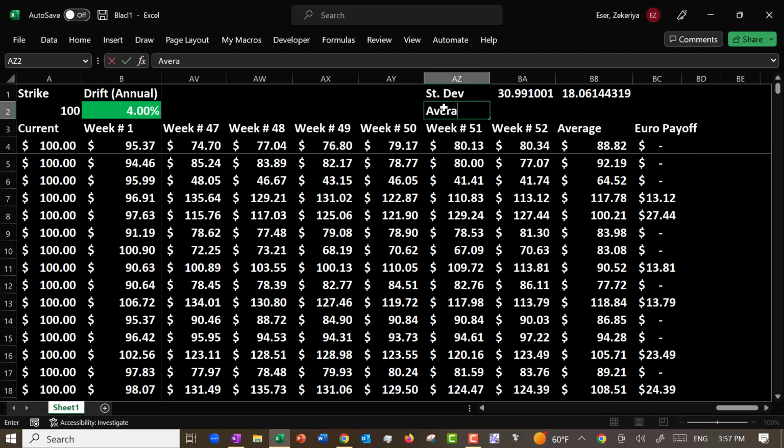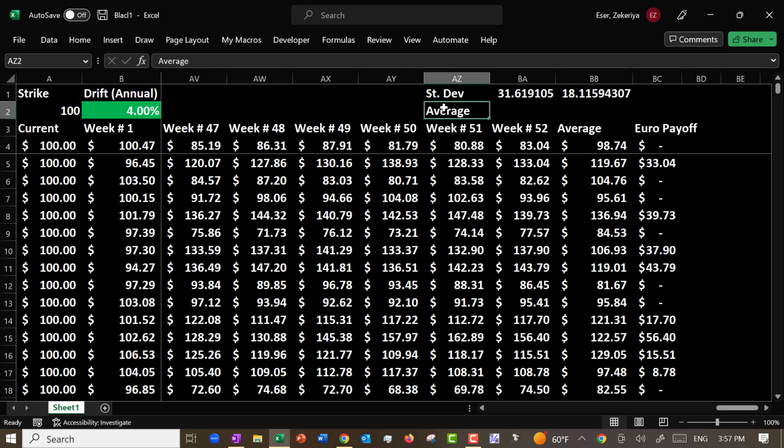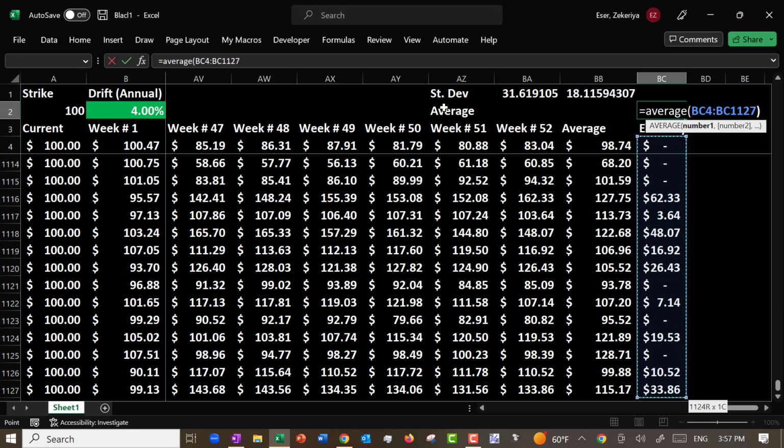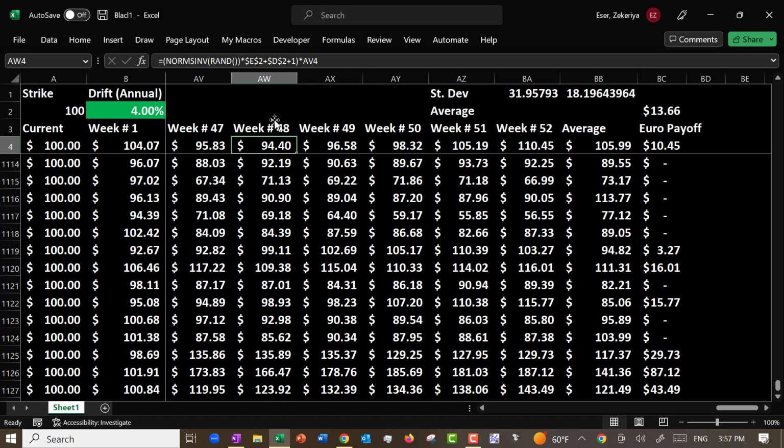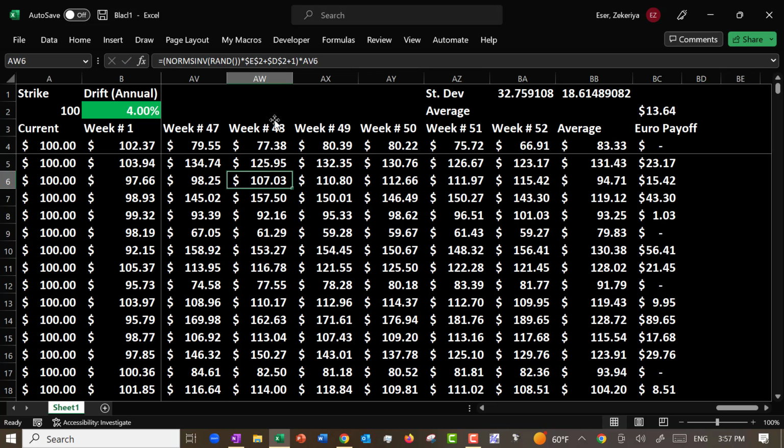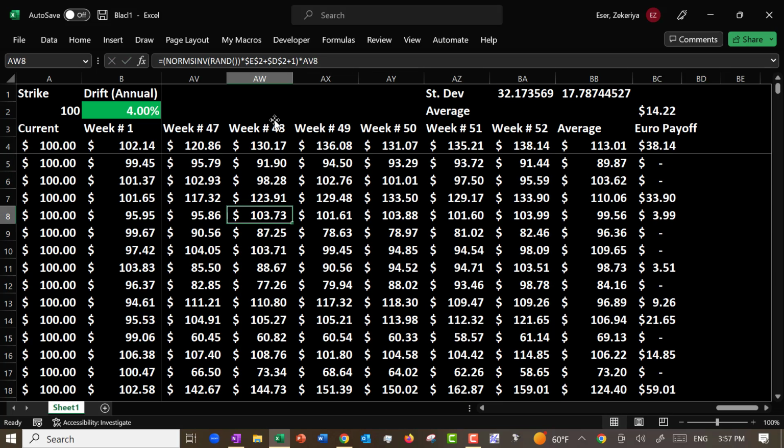So let's calculate the average. The average makes $15, all right? So I should charge $15 for this option, approximately. Again, this is an approximation. If I recalculate that, it's going to have kind of different numbers.